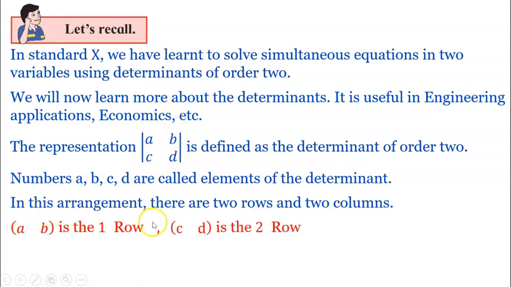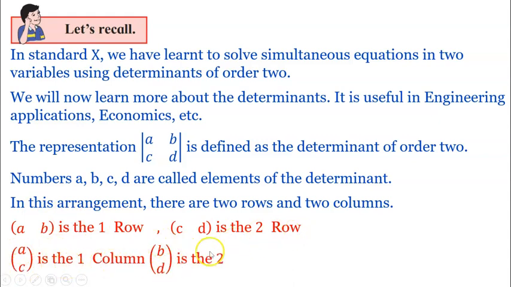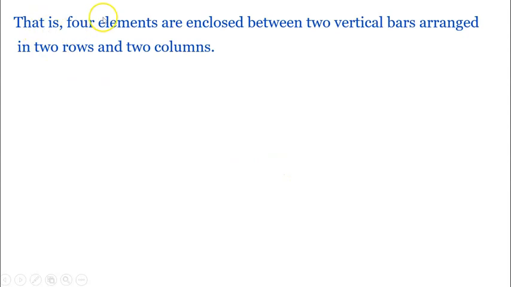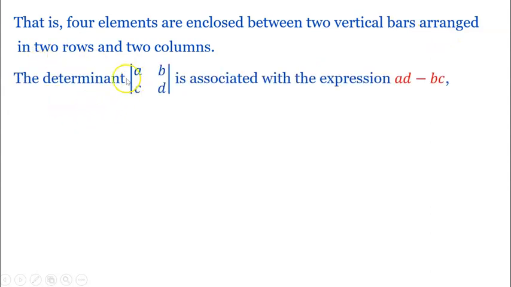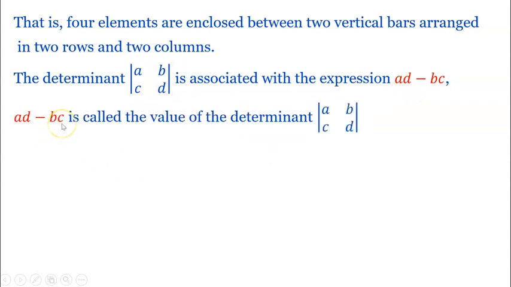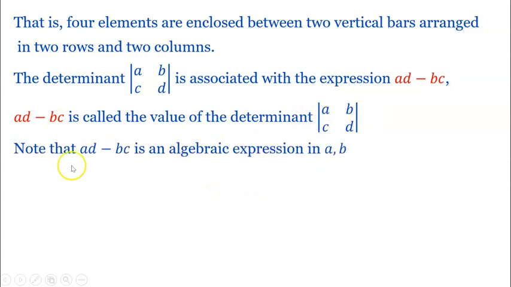AB is the first row, CD is the second row. Next, AC is the first column and BD is the second column. That is, four elements are enclosed between two vertical bars arranged in two rows and two columns. The determinant ABCD is associated with the expression A into D minus B into C. AD minus BC is called the value of the determinant ABCD. Note that AD minus BC is an algebraic expression in A, B, C and D.